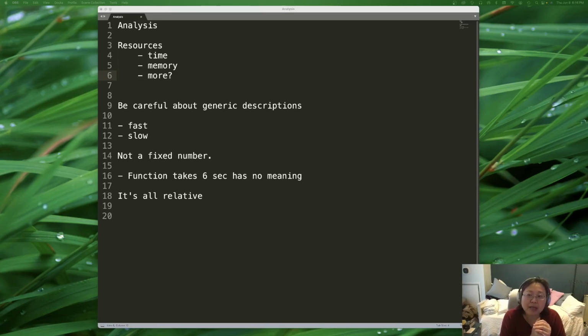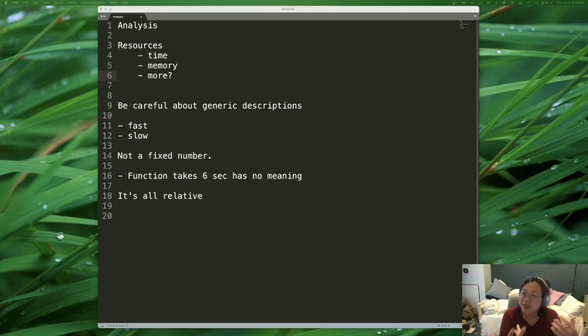Analysis starts by looking at resource consumption, so we should first define what resources mean. Resources are basically anything that is limited on your computer. In general, this course will be looking at two things, and mostly really one thing, which is time, but there's also memory involved. Those are the two main resources that we always look at.